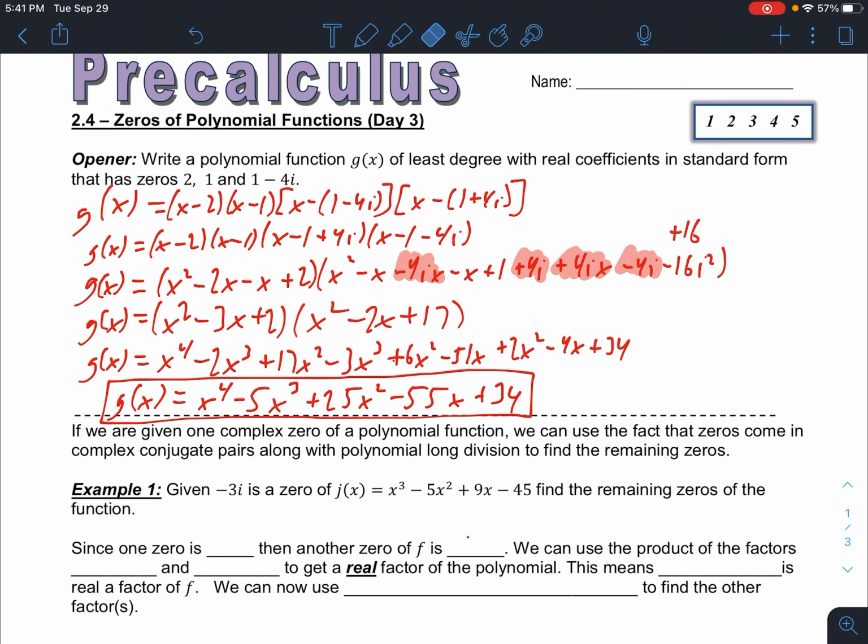Here's the answer for g of x that you should have got. x to the fourth minus 5x to the third plus 25x squared minus 55x plus 34.